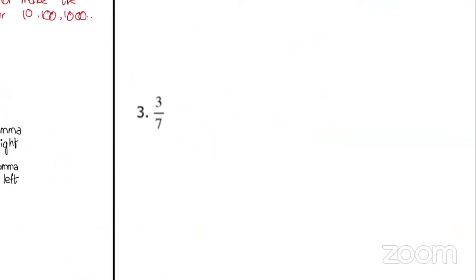So the rule says convert the denominator to the smallest base of 10. What is the smallest base of 10 that 7 can go into? Have you tried it? You can try 100 divided by 7. Do you get a whole number?